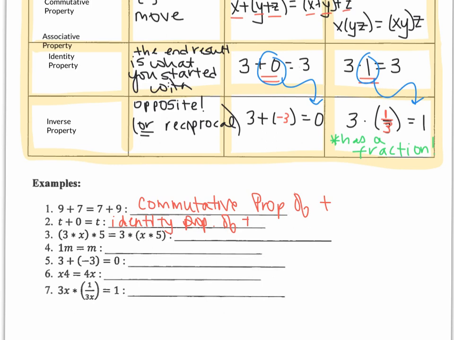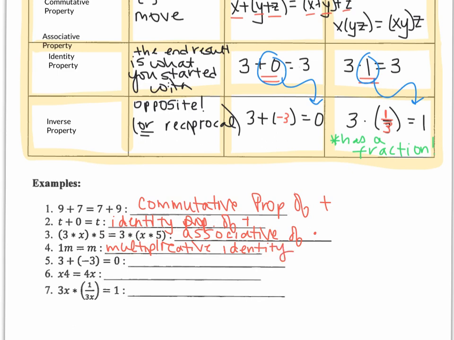That's totally fine. So number 3 says 3 times (x times 5) equals (3 times x) times 5. So I notice the parentheses are moving, so everybody's getting a hug. So that's the associative property because it's very social. And this is the associative property of multiplication. So I'm just going to use a dot for multiplication. All right, let's look at number 4. 1 times m equals m. Well, that's the identity property. So I can call this the multiplicative identity, or I can call this the identity property of multiplication. It really doesn't matter.